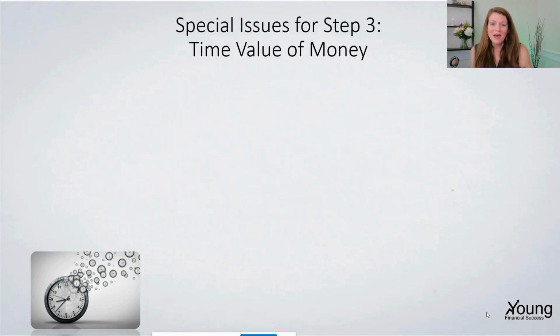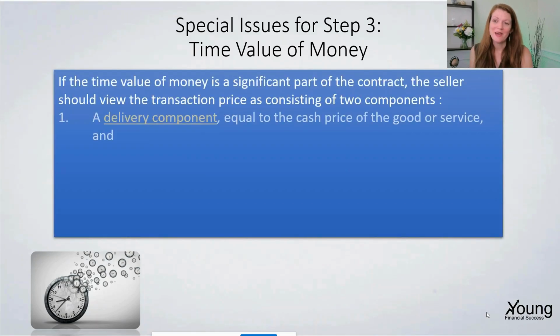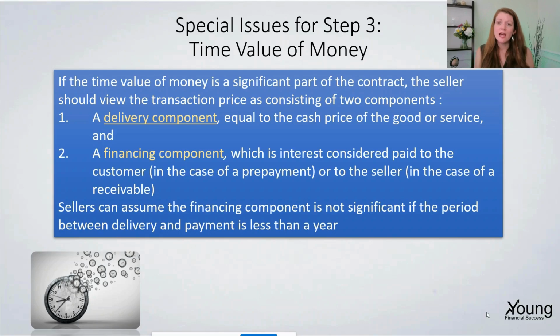Then we jump into the time value of money. Chapter 5 was all about the time value of money. So if the time value of money is a significant part of a contract, the seller should view the transaction price as consisting of two components. They've got a delivery component equal to the cash price of the good or service, and they have a financing component, which is the interest considered paid to the customer because of the time value of money, or to the seller. So sellers can assume the financing component is not significant if the period between the delivery and payment is less than a year.